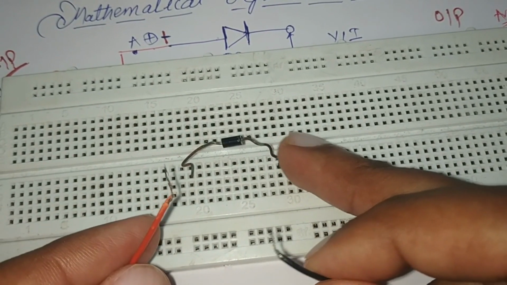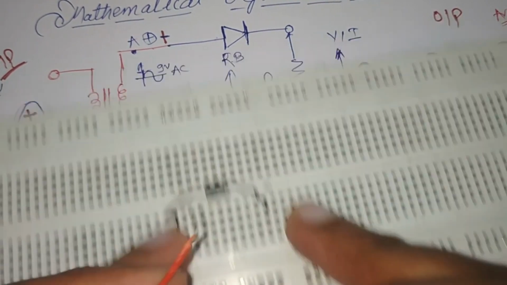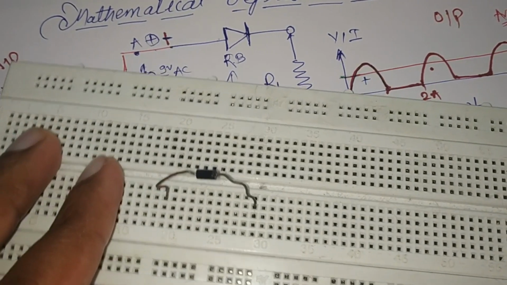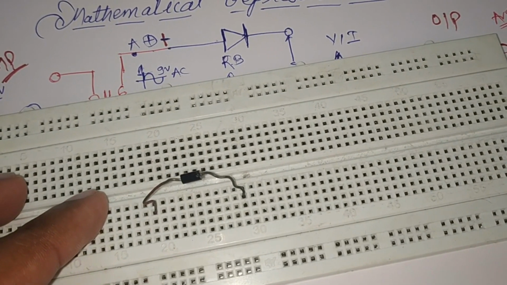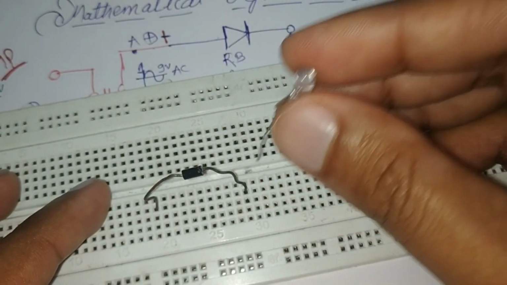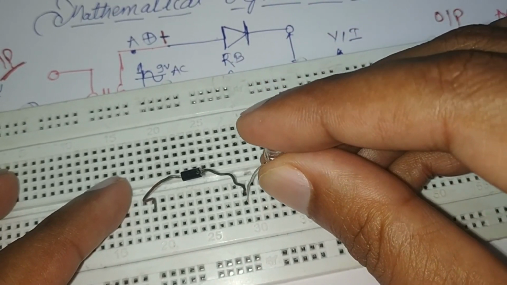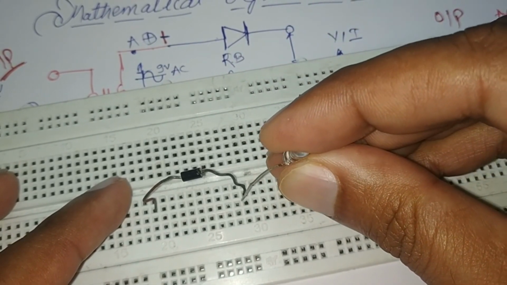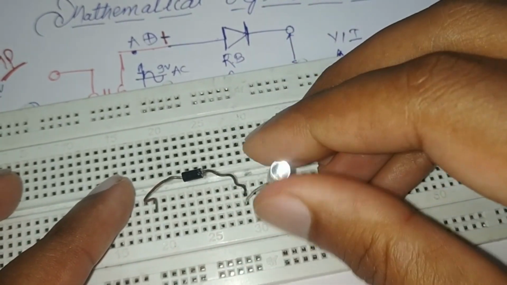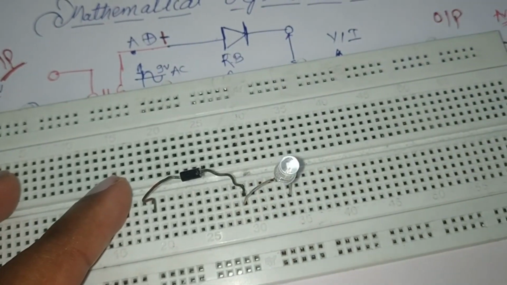So right now we cannot know whether it is on or off. So what we will do, we will try to connect the load. Here we are showing the load. Let us represent the load with an LED. So after this diode, let us connect one LED. The LED positive will connect in series with this diode. So here we have connected this LED, right?